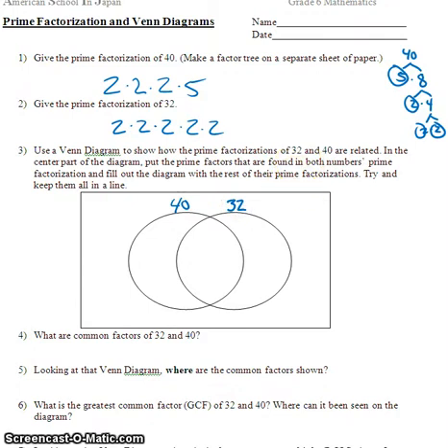I'm going to leave it this way just so I don't have to erase again. Now, let's look at what is the same in these two. We have a 2 in both of them, another 2 in both of them, another 2 in both of them. So those 3 2's, that's what's put in the center here. 2 times 2 times 2.